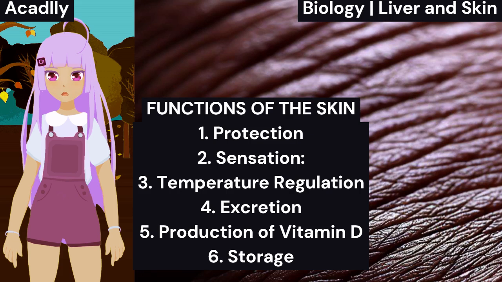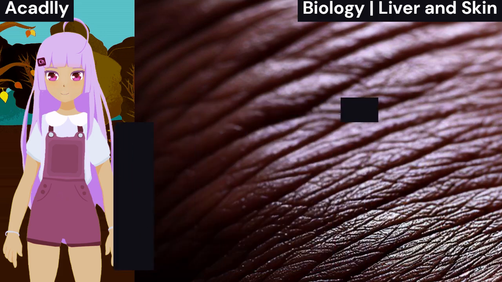5. Production of vitamin D. When exposed to ultraviolet rays from the sun, the skin synthesizes vitamin D, essential for calcium absorption and bone health. 6. Storage. The skin stores fats in subcutaneous adipose tissue, serving as an energy reserve and providing insulation.